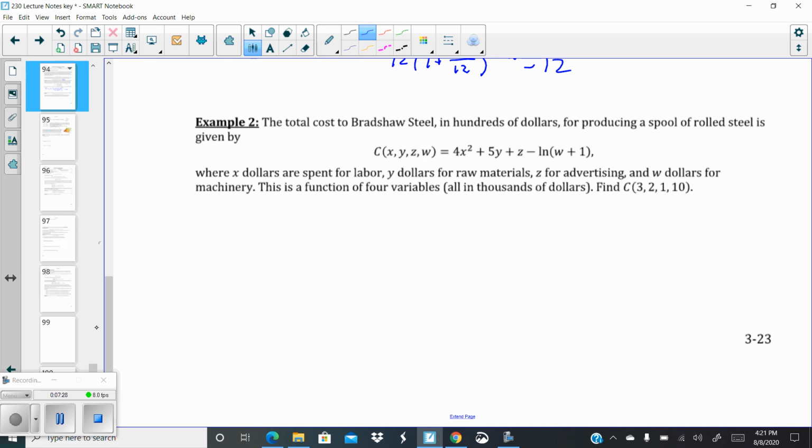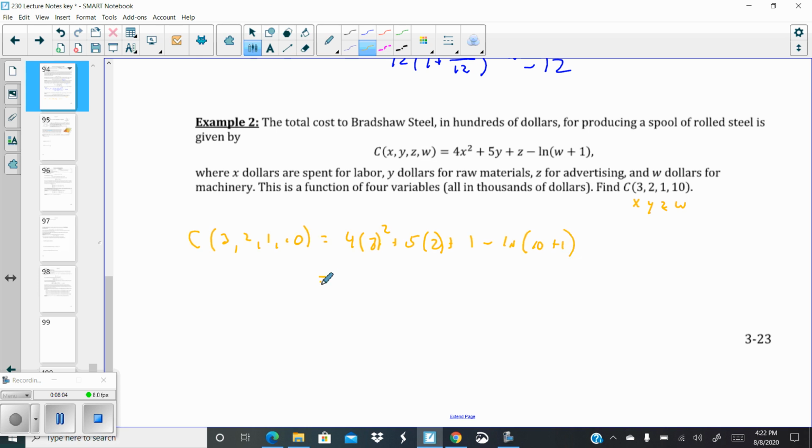So in this case, because it's already on there, this is x, this is y, this is z, and this is w. So just make sure we plug it in the right way. So C of 3, 2, 1, 10 is going to be 4 times 3 squared plus 5 times 2 plus 1 minus the natural log of 10 plus 1.